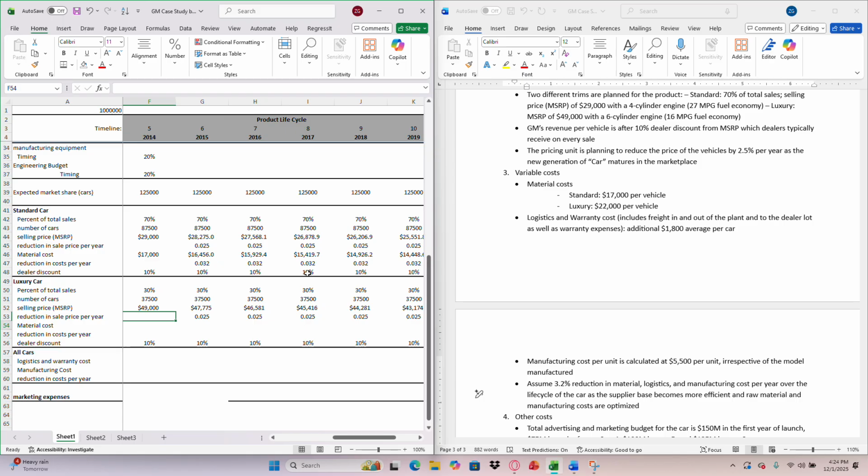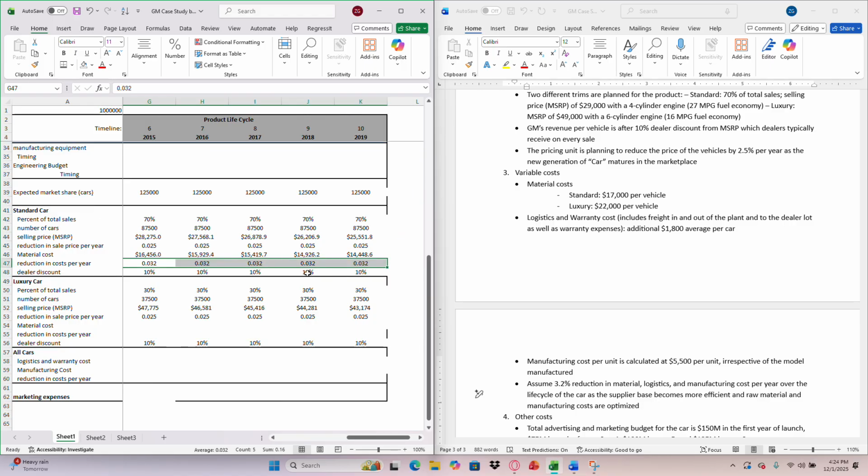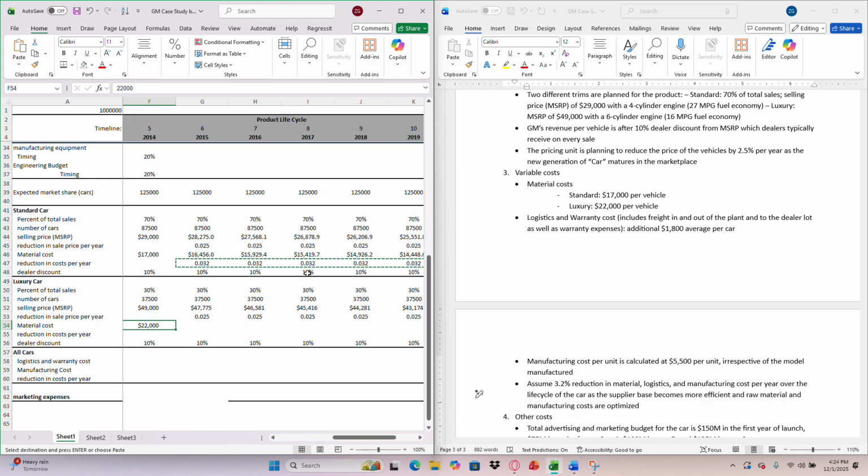We're going to do the same thing here, where we find out our material cost is $22,000, and it's going to be decreasing by this much. So let's just pull this down here, and we're actually going to put it somewhere else as well. We're just going to drop it right here, and we want to drop it right here as well, because we're going to be using this later on.